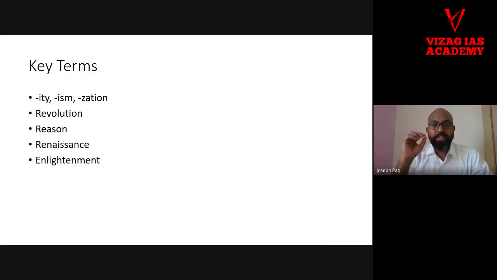So, enlightenment is this new way of thinking, being able to think that you can arrive at the truth, at the knowledge through reason and empirical evidence. That is enlightenment. That the physical world is dominated by natural laws, and those laws can be investigated.